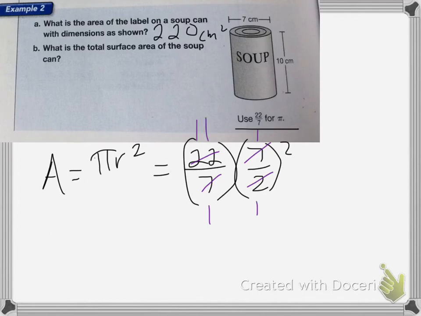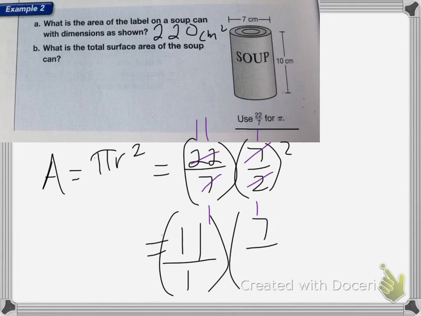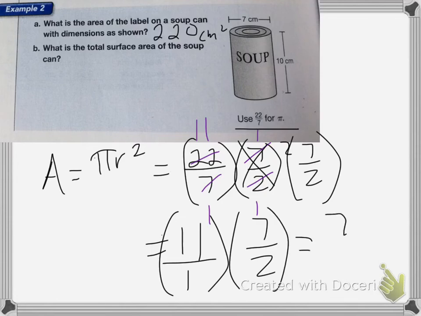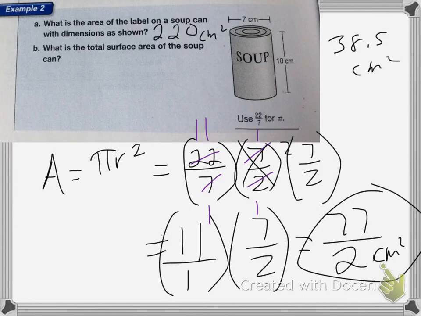22 becomes an 11. So I'm left with 11 over 1 times 7 over 2. Because I forgot, since it's squared, this is also going to be multiplying by 7 over 2. So I canceled 1 out. So now I have 11 times 7, which is equal to 77. 1 times 2 is equal to 2. So 77 halves, centimeters squared, or if you want to change that into a decimal, it would be 38.5 centimeters squared for the answer.